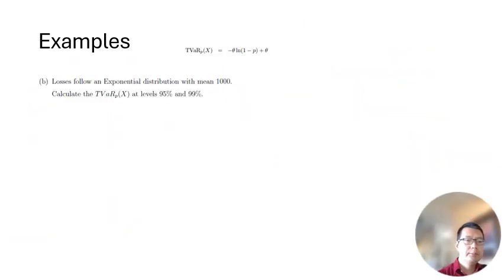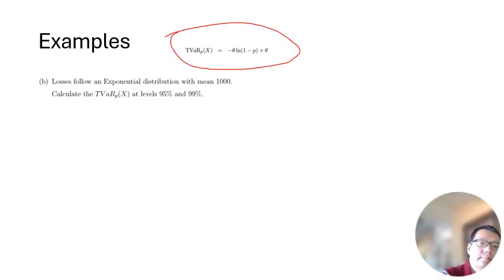Now let's look at example B. Losses follow an exponential distribution with mean 1000. Calculate the TVAR p of x at level 95% and 99%. So first of all, this question can be easily answered as long as you have the formula sheet, which gives you the formula for TVAR p of x. So all you need to do is just put in the numbers.